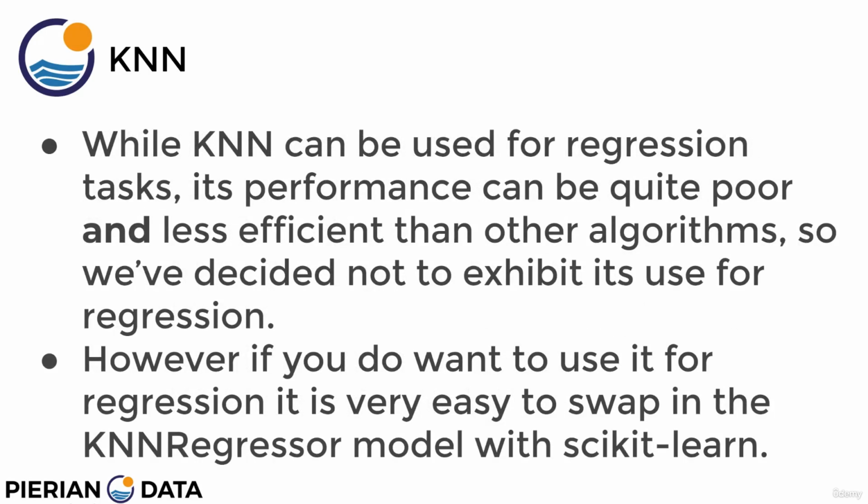As a quick note, while k-nearest neighbors can be used for regression tasks, that is, where the label is continuous, its performance can actually be quite poor for regression tasks, and sometimes it's even less efficient than other algorithms. So we've decided not to exhibit its use for a regression task. Keep in mind, though, that in the future, if you do want to use it for regression, you'll see that it's actually very easy to swap in a k-nearest neighbors regressor model.